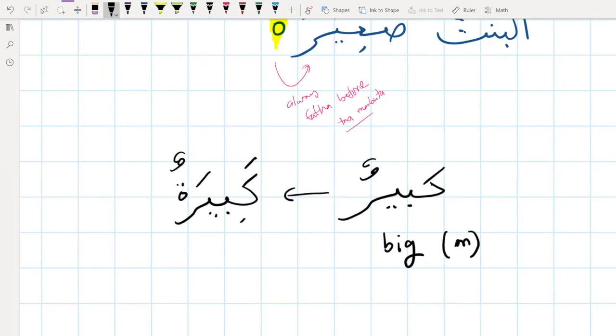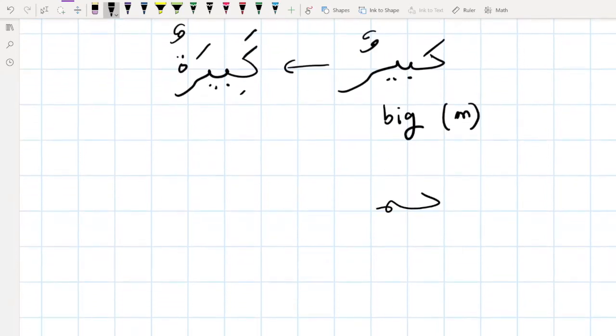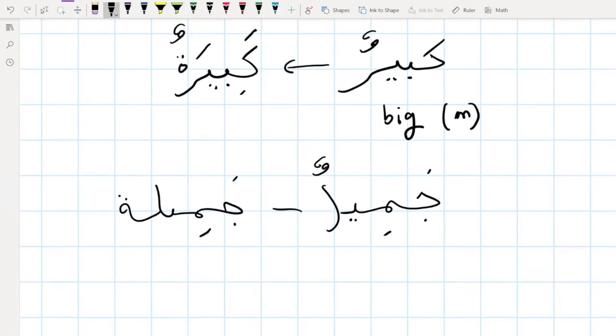Kabiratun. That's why. And we have Jamil, that's why we have Jamilun. And we see a lot of women have their name Jamilatun. Yes. See, Jamilatun. Okay, so that's pretty simple.